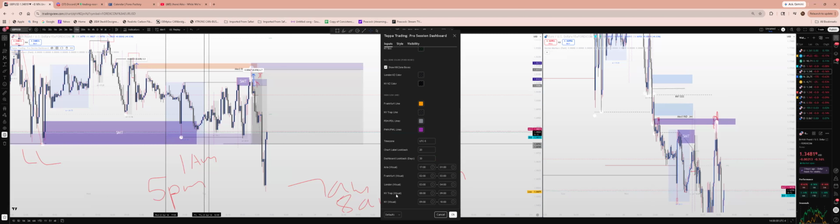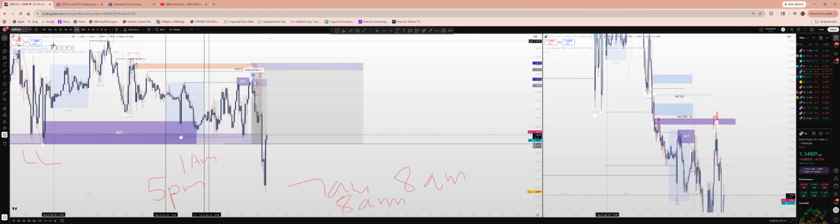New York trap is from 8 o'clock a.m. till 9 a.m. New York time. NY visual is from 9 to 10. This is just the key. Like when you hear people say session pip range 25, this is just the first hour. This is basically that.